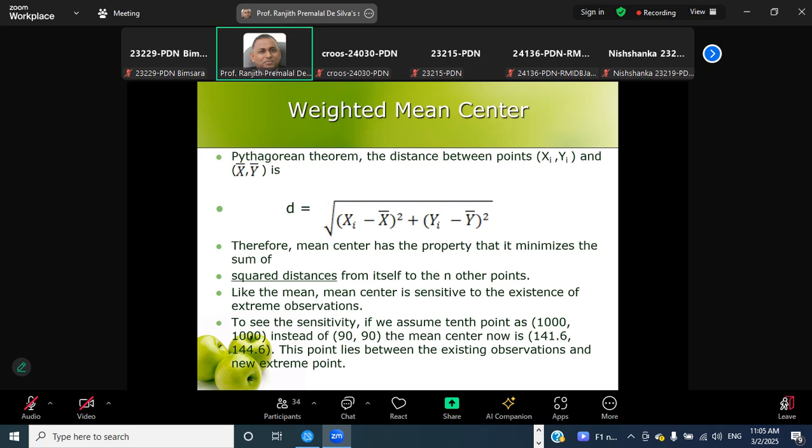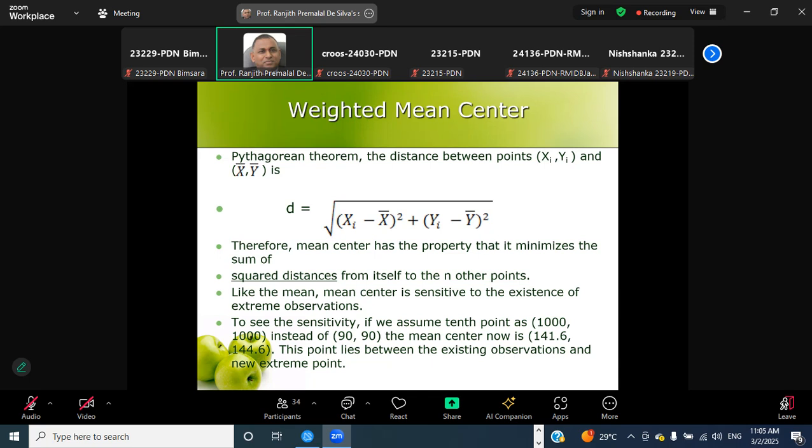So if you look at the Pythagorean theorem, the distance between points xi, yi and x bar, y bar is given as the square root of (xi minus x bar) squared plus (yi minus y bar) squared. Therefore, the mean center has the property that it minimizes the sum of square distances from itself to the n other points.